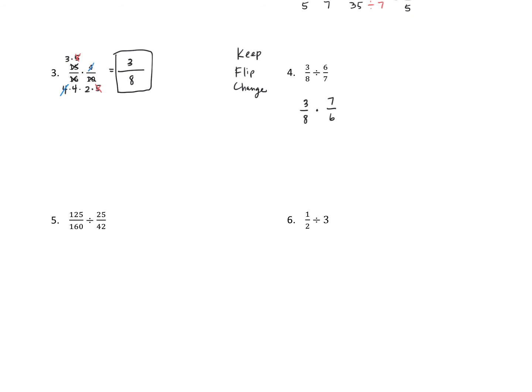So the 3 and the 6, I could rewrite 6 as 2 times 3, because then the 3's will cancel out. And there's nothing else I could do here. So in the numerator, I'm going to have 7. And in the denominator, I have 8 times 2, which is 16. So 7 over 16 is my fraction in lowest terms.